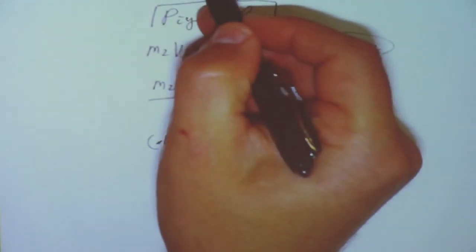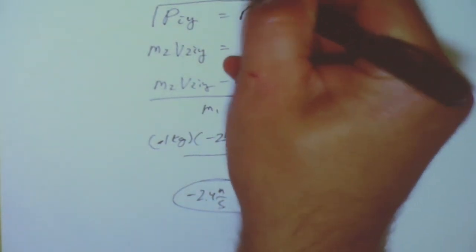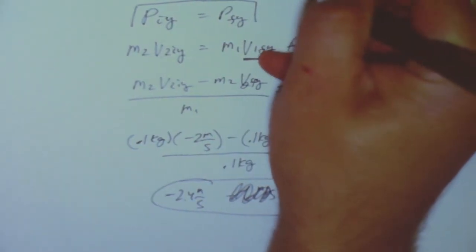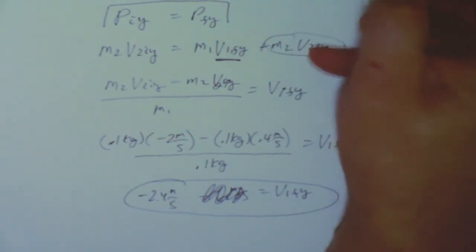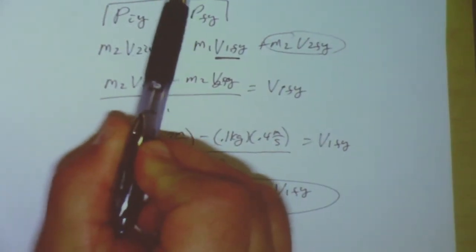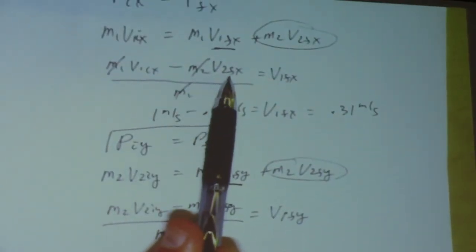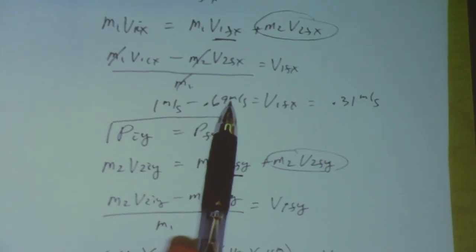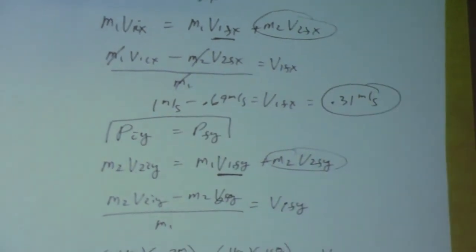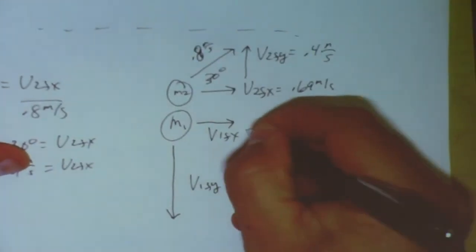So really I just have V1 initial in the x, which is 1, minus V2 final in the x, which was 0.69, which turns out to be 0.31. If you notice again, all the masses cancel out because they're equal to each other. So all I'm left with is V1 initial x minus V2 final x. So 1 minus 0.69, so 0.31. Okay, and then I can put that on here if I want to.